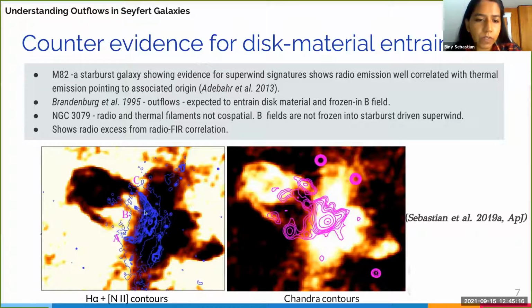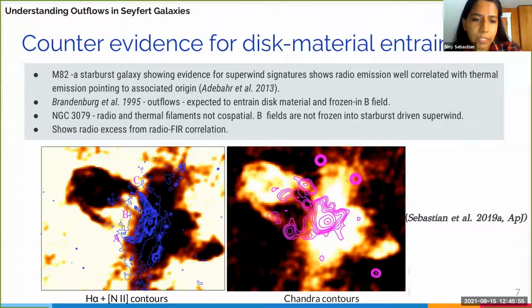The blue contours represent the H alpha plus N2 emission, whereas the magenta contours represent the Chandra emission. Both the Chandra emission and the emission line filaments were seen to be very well correlated with each other. But one can see that the radio and the thermal emission filaments are not very well spatially correlated. The radio emission peaks to the north of the peak of the other two emission regions.